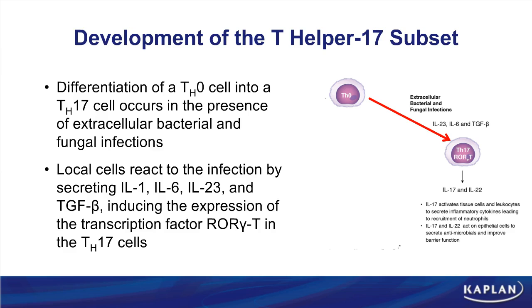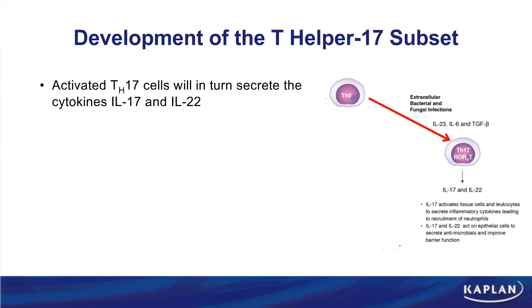But collectively, these cytokines are going to increase the expression of the transcription factor, I like calling it this, ROR gamma T, and that is going to induce differentiation of my T helper cells into Th17s. When a Th17 cell is activated, it in turn is going to secrete two different cytokines. The first one is really nice because it's named after the cell. I have a little IL-17. I also am going to produce some IL-22.